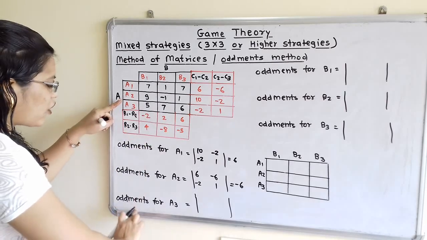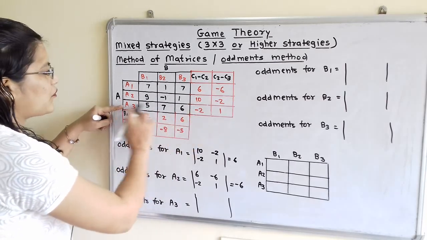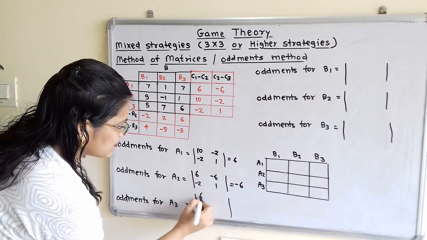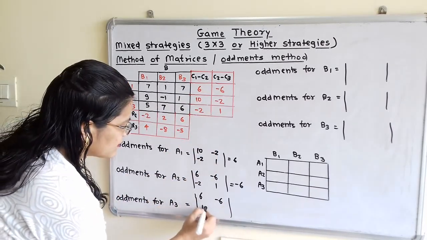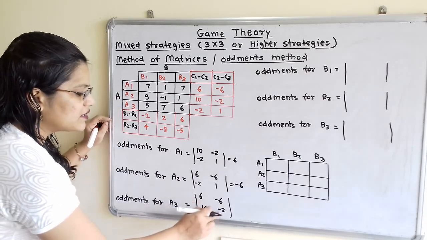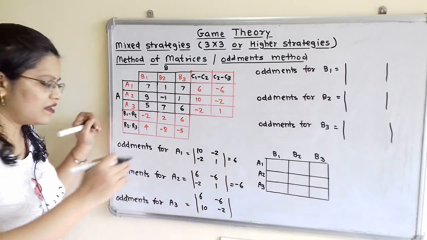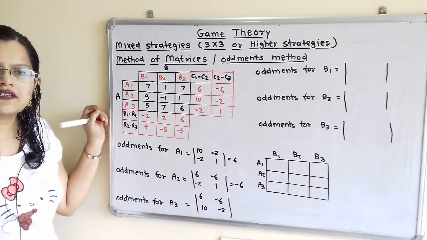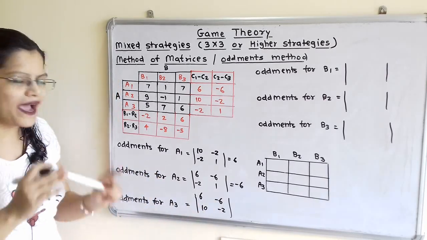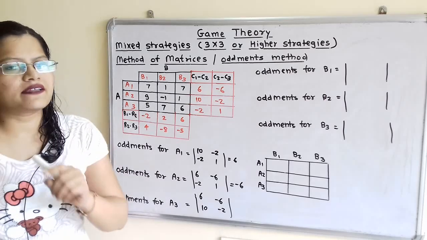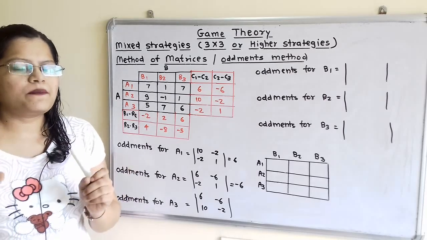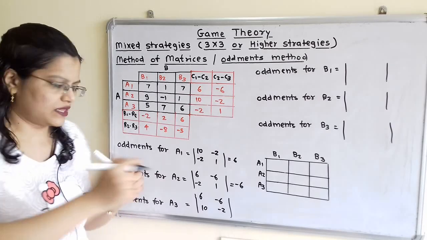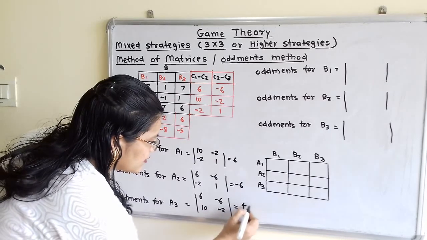Now in the same way, oddments for A3. For A3 we will refer to the remaining elements: 6, minus 6 and 10, minus 2. Here 6 into minus 2 is minus 12, and minus 6 into 10 is minus 60. So minus 12 plus 60, that is 48.